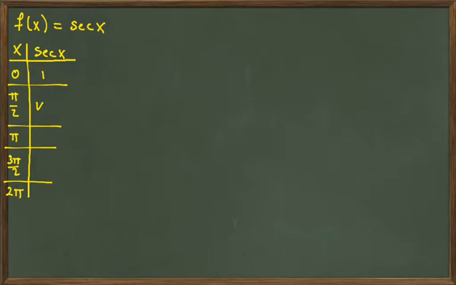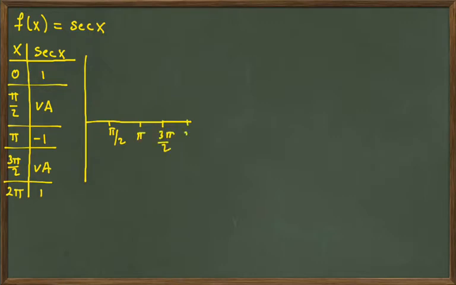Okay. All right, so reciprocal of 1 is 1. Reciprocal of 0, we can think of that as our vertical asymptote. Reciprocal of negative 1 is negative 1. Reciprocal of 0 is vertical asymptote, and the reciprocal of 1 is 1. So we can use that information here to graph one period of the secant here.